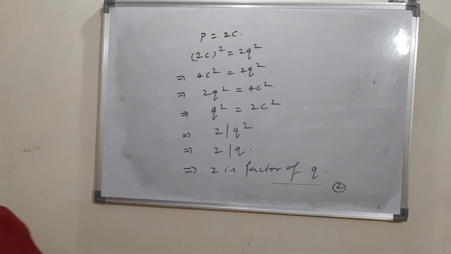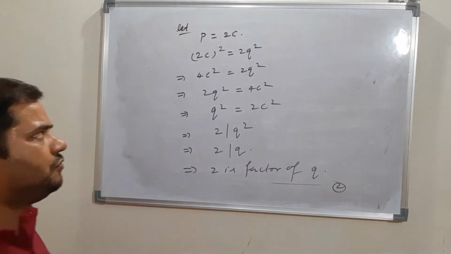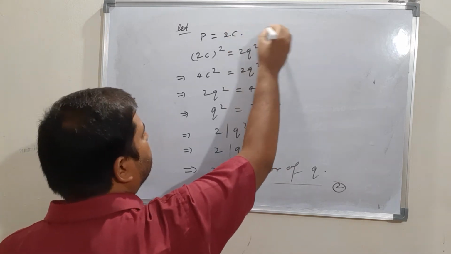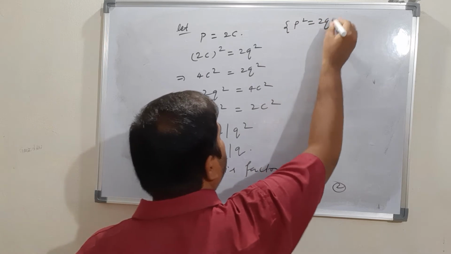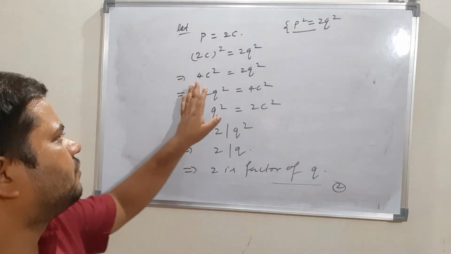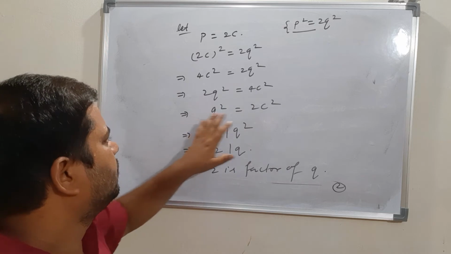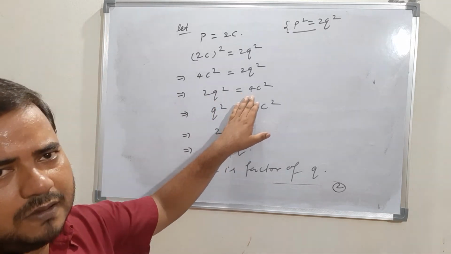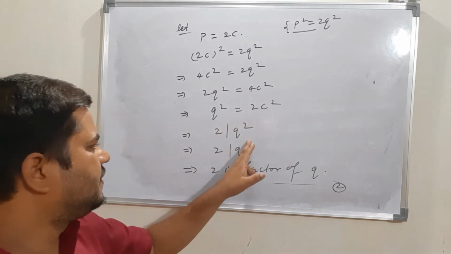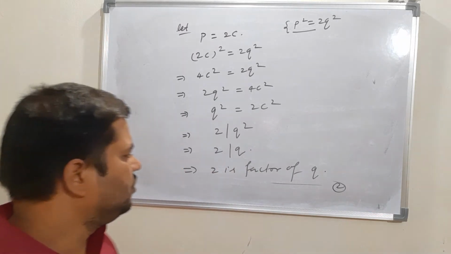Please listen carefully. Now after that step, let p is equal to 2c and put it in the equation p square is equal to 2q square that you have now. So put this value of p in this equation, you get 2c square equals 2q square. This is 4c square equals 2q square, so 2q square equals 4c square. So q square is 2c square, because 2 cancels with 4 and it is 2. This means 2 divides q square. This means 2 divides q. And this is 2 is a factor of q.